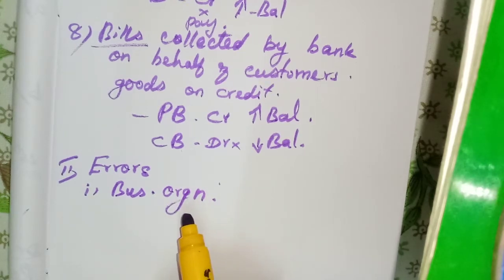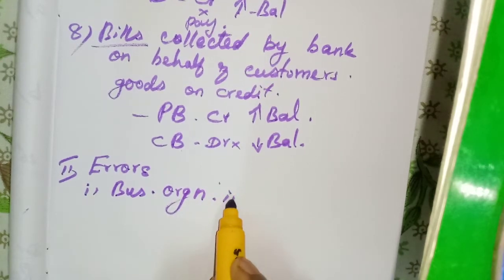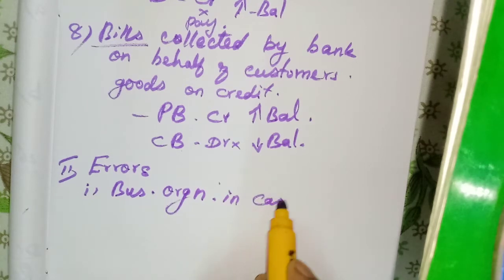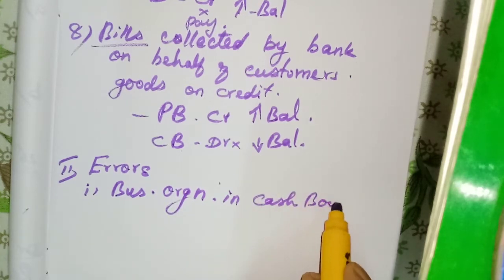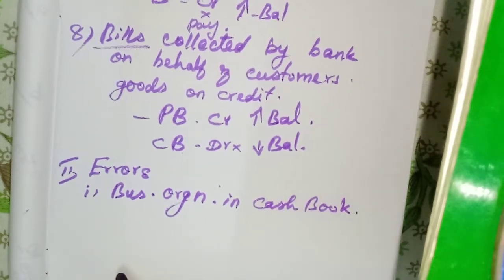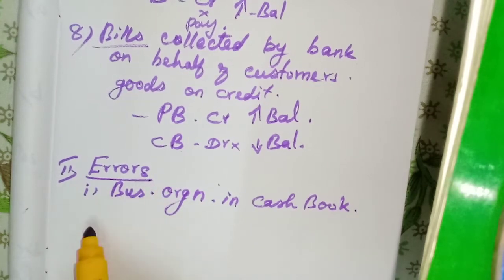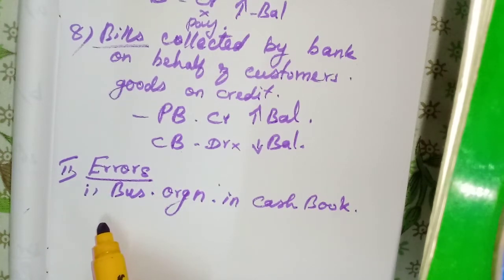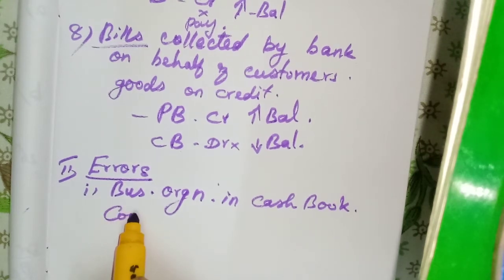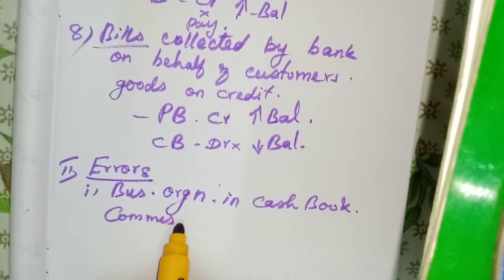Okay, in the cash book, which one are we preparing? The business organization will prepare the cash book. Many kinds of errors we can make, isn't it? So instead of writing 5,000 they can write 5. That we can say is an error of commission. That is called error of commission.